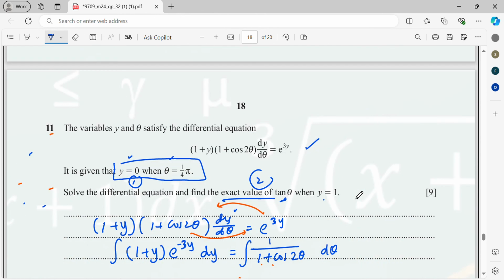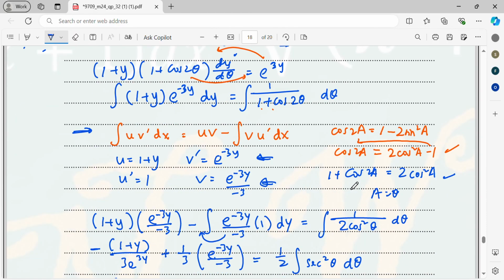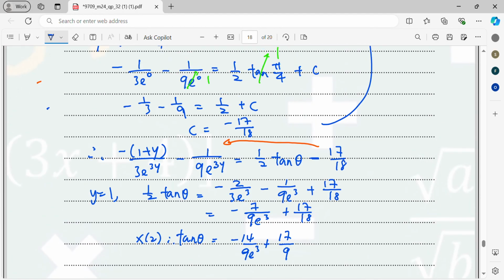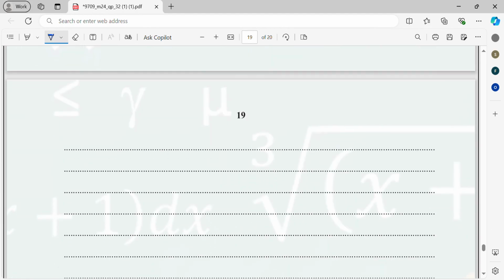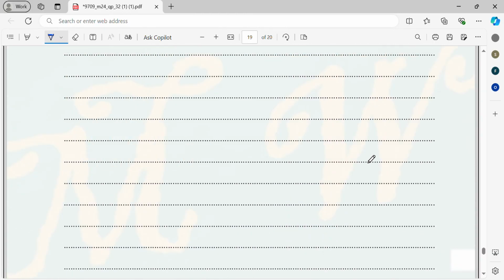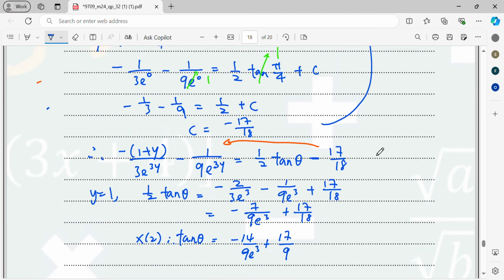So the question is asking for exact value of tangent theta, which means I have solved the question. Okay, so with this we have done this question. Right? And I have completed the whole paper. It also comes to the end of the video.